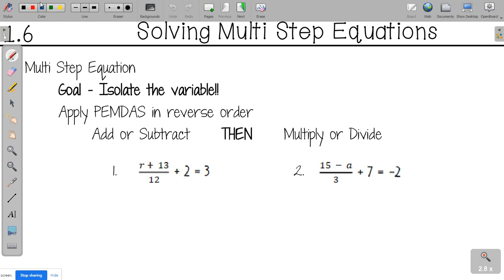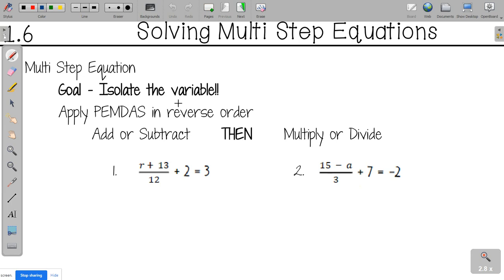Today we're going to be looking at solving multi-step equations. So our goal is still to isolate the variable. We're applying PEMDAS in the reverse order. So we're going to add or subtract, then multiply or divide.